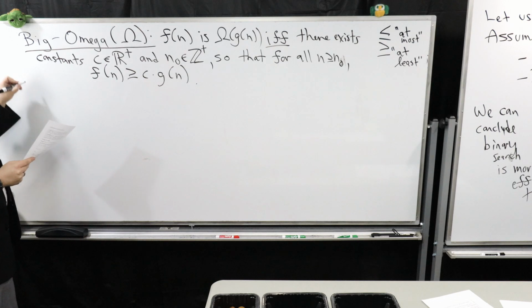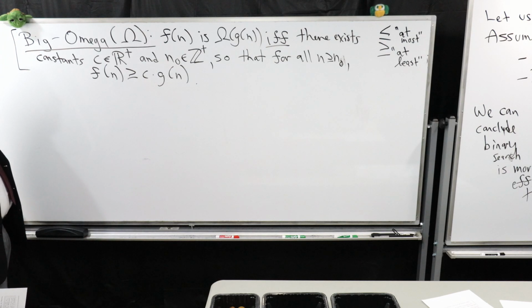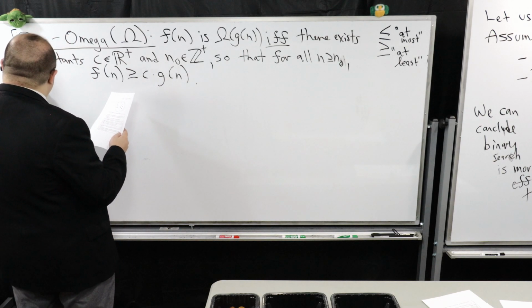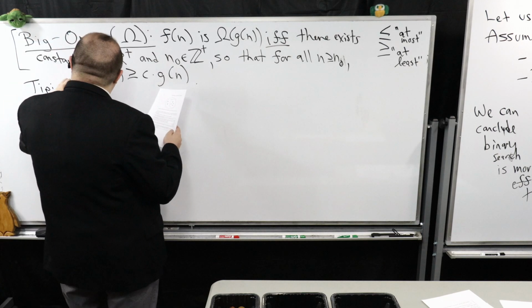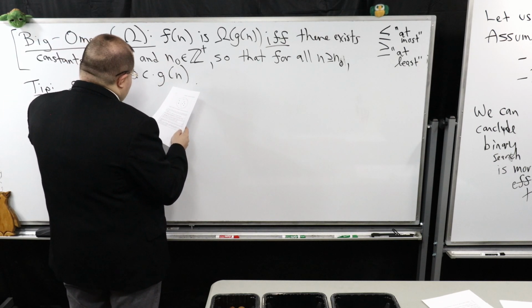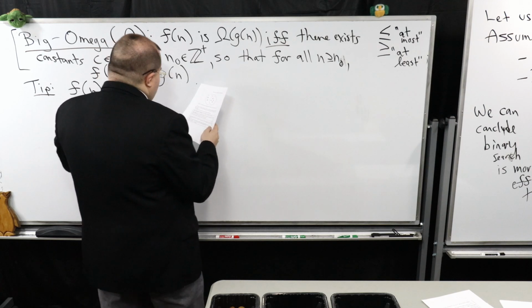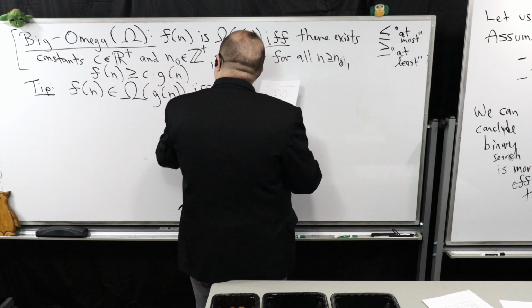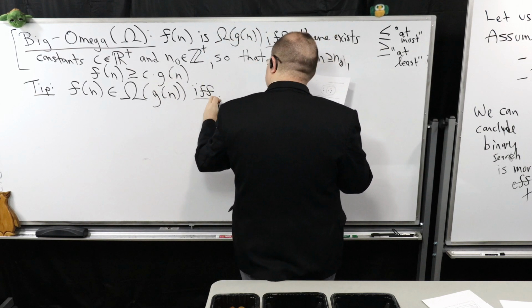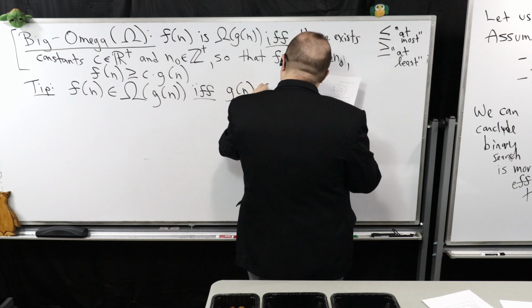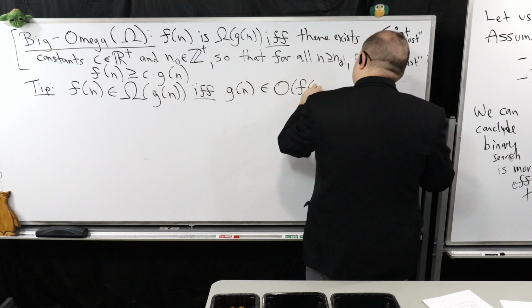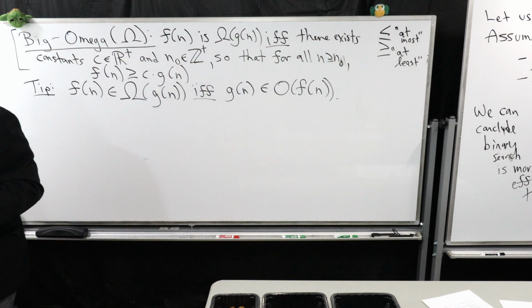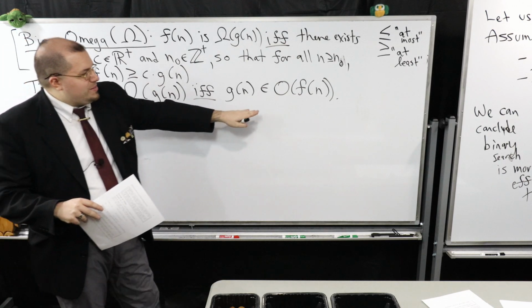Now, I'll give you a tip. If you find yourself looking at this definition and thinking, it's another definition, here's an easy way to remember it. If somebody tells you that f is big omega of g, this is true if and only if g is big O of f, which naturally matches the intuition I gave you. All you do is flip them around, and then you have a statement about big O.